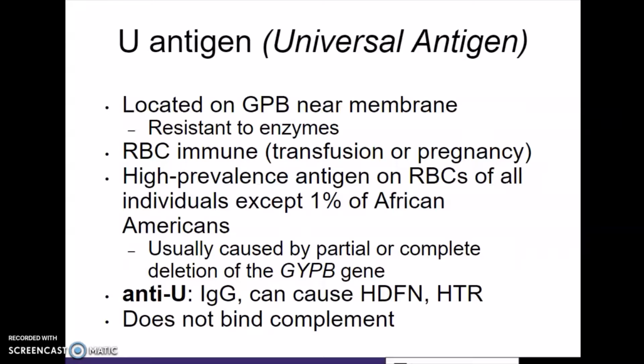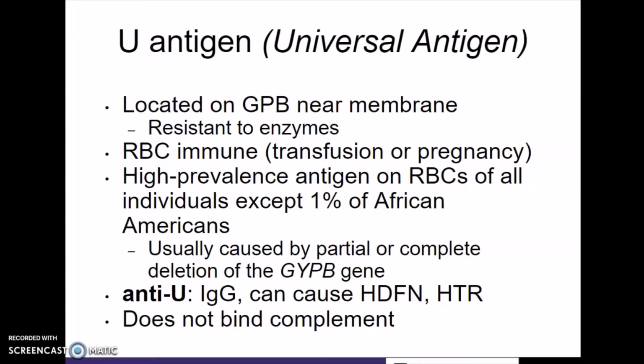So the U antigen is the universal antigen. I think Josh talked about this a bit. It's located on that glycophorin B near the membrane. It's resistant to enzymes. It's RBC immune, so for this one, you're going to need a transfusion or pregnancy to sensitize to that antigen and produce that antibody. It's very, very high prevalence on red blood cells of all individuals except for about 1% of African Americans. It's usually caused by partial or complete deletion of the GYPB gene, which is what causes the formation of glycophorin B. So it's really rare, and it comes from a deletion.